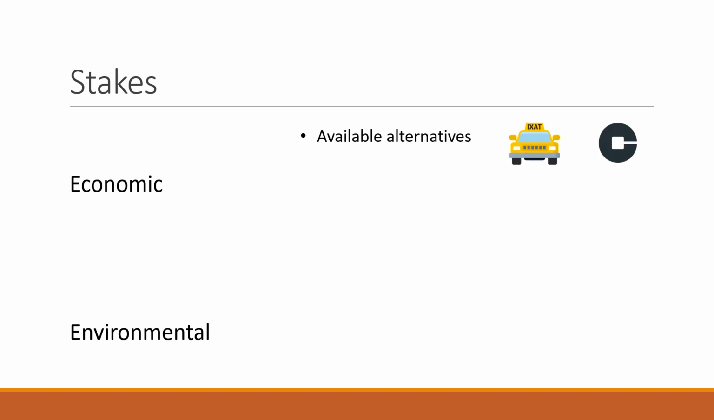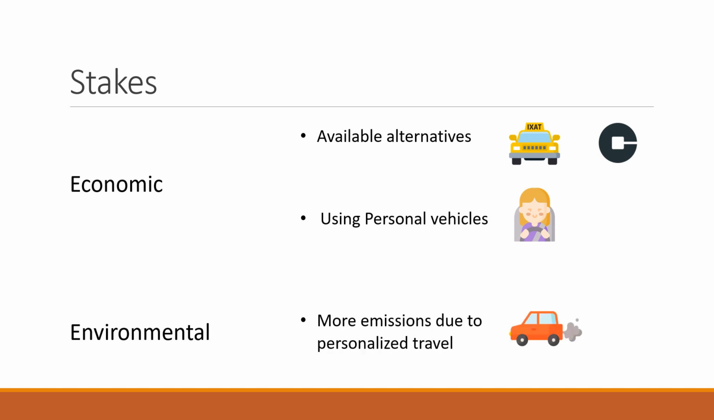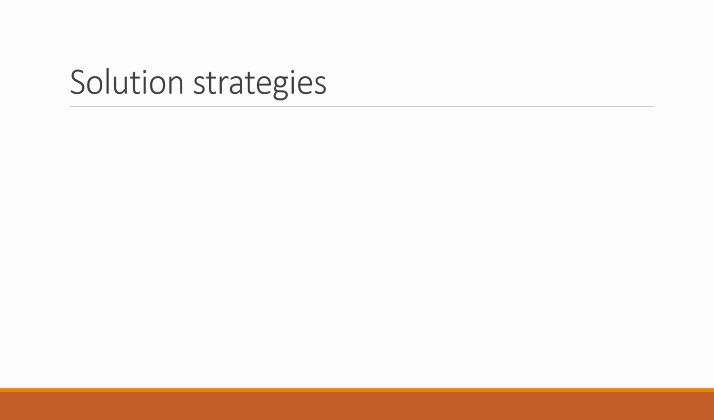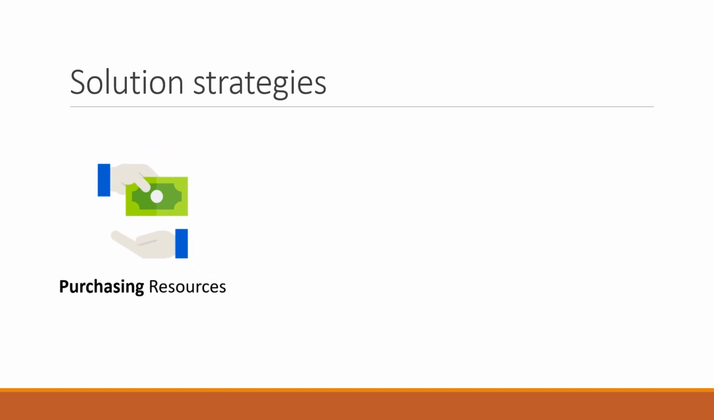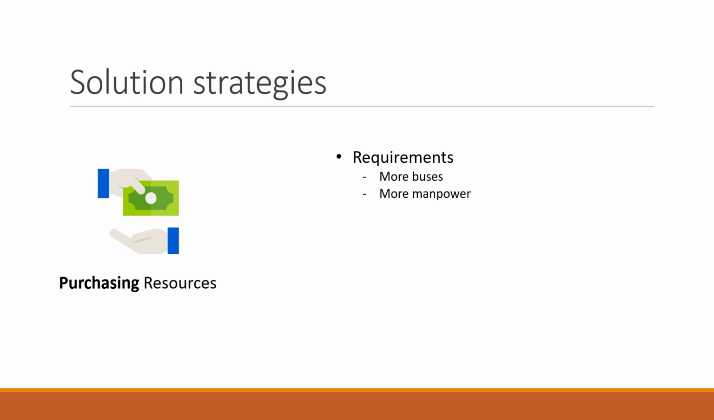Ride-sharing apps and taxi services are becoming more and more popular, and so is the use of personal vehicles for commuting. This is causing more emissions every day. There are two approaches to solving the problem. One is purchasing more resources. Secondly is intelligent resource management. Purchasing more resources means buying more buses and allocating more manpower. This is a quick and easy fix, but at the same time is costly and doesn't scale well with time.